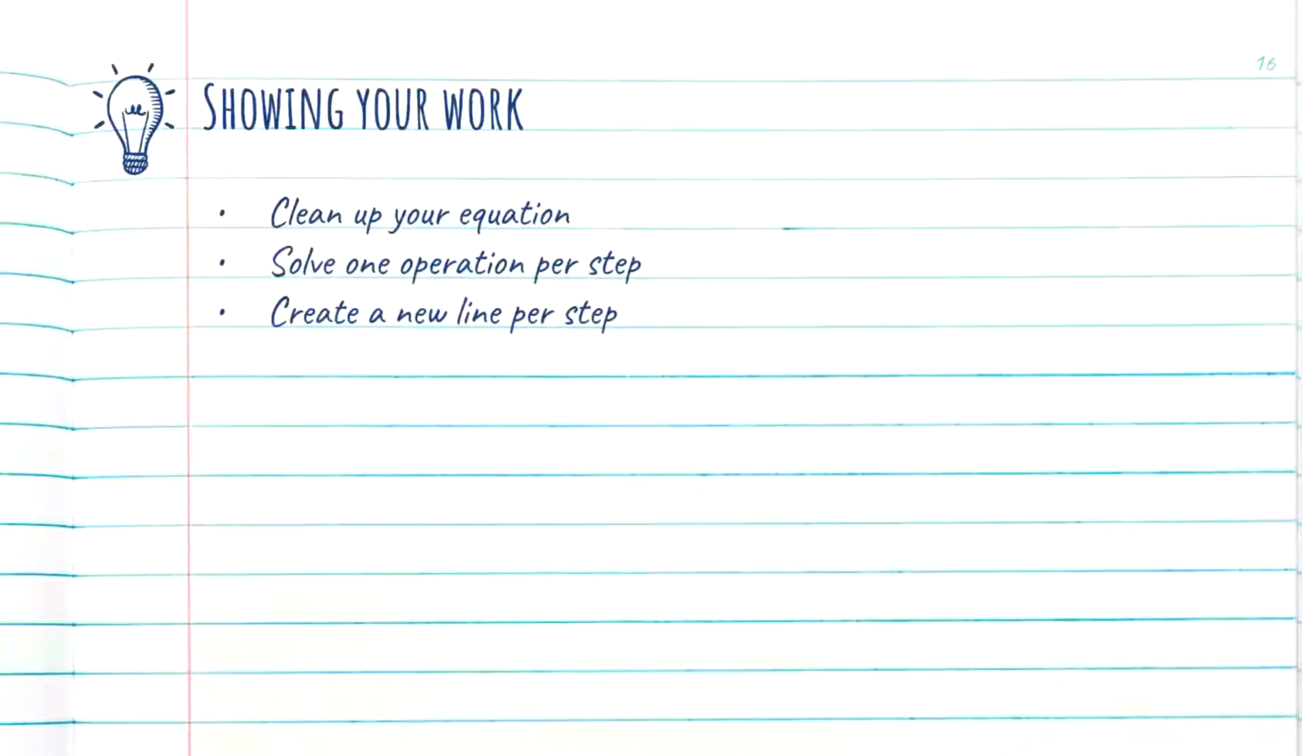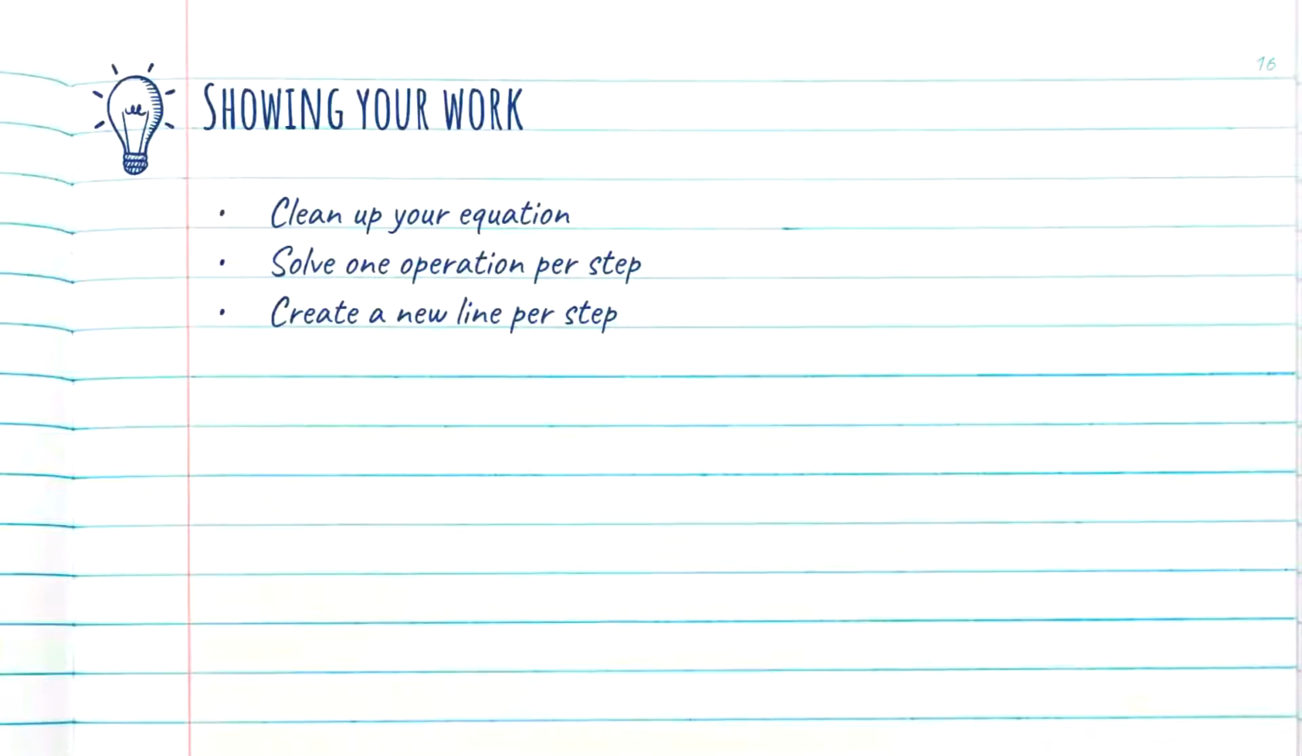So this comes to showing your work. The way I like to do this, and I encourage you to do it the same way, is always ensure your equation is clean, always do one operation per step, and create a new line per step. Some people will argue and say this is tedious, it's extra work, and I can solve multiple things in the same step to save time, and you can.